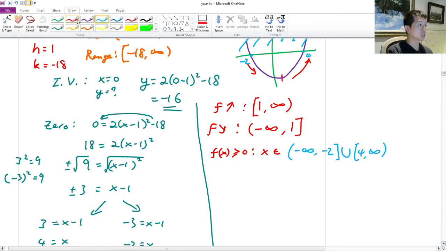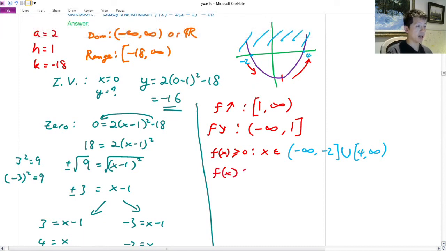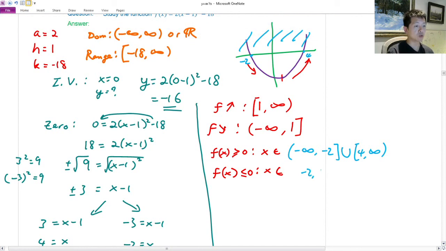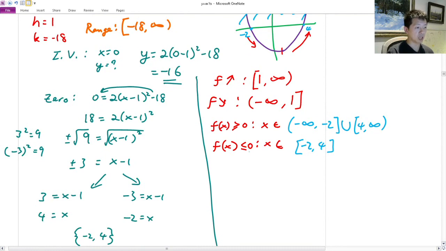Now how about the negative? When the function is negative, again remember smaller or equal to 0 is negative. Again, without the equal sign, we call this strictly positive or strictly negative. And without the equal sign, then you have to exclude the 0. But right now we include the 0 because we have an equal sign. Now this is going to be in between those, so it's actually minus 2 to 4. Include both ends because both of them are 0 because we have the equal sign here. Smaller or equal to 0.